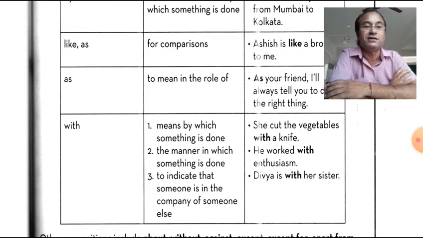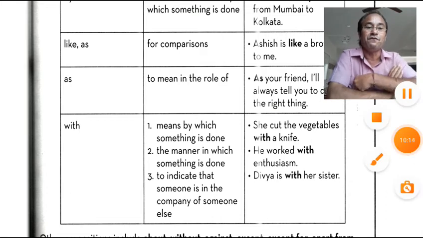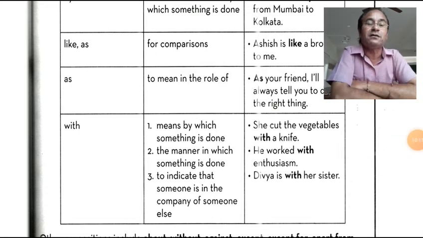which means something is done. She cuts the vegetables with a knife, not by a knife, because we commit mistakes and at that time we say, I cut the lady's finger by my knife. That's wrong. By means something is done by someone, but here it's with. She cut the vegetables with a knife.